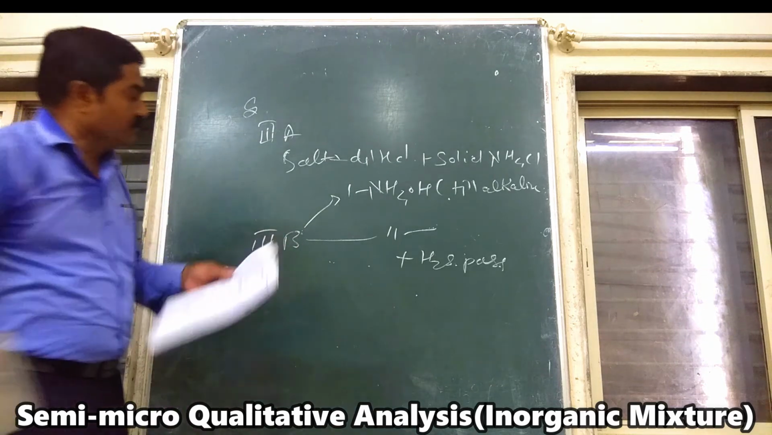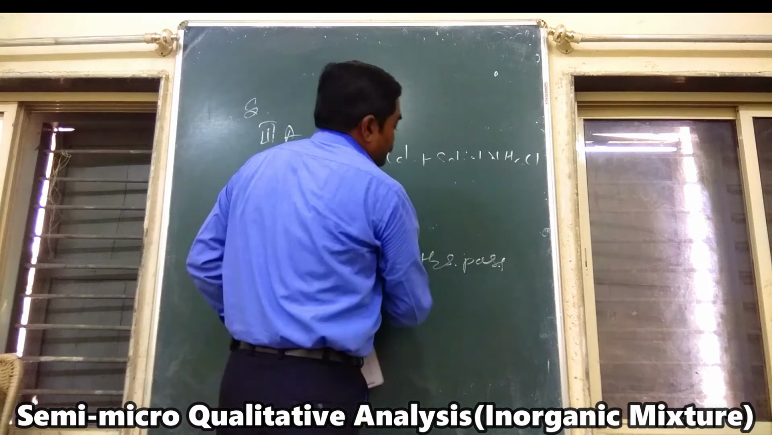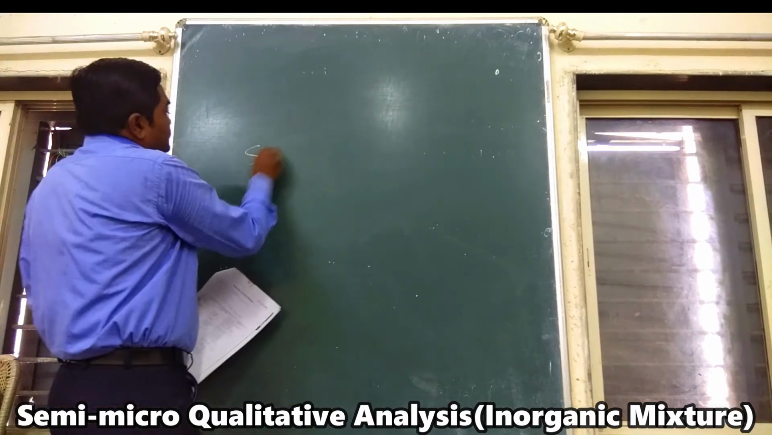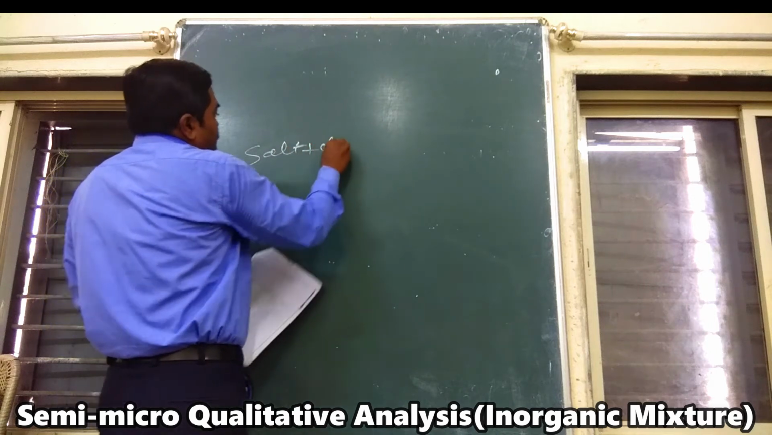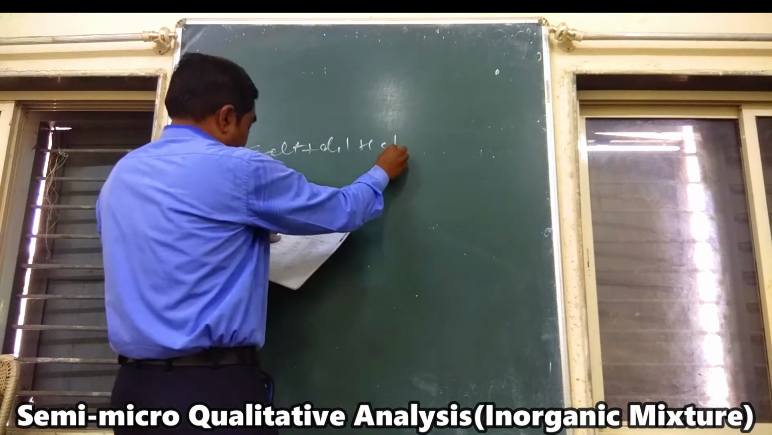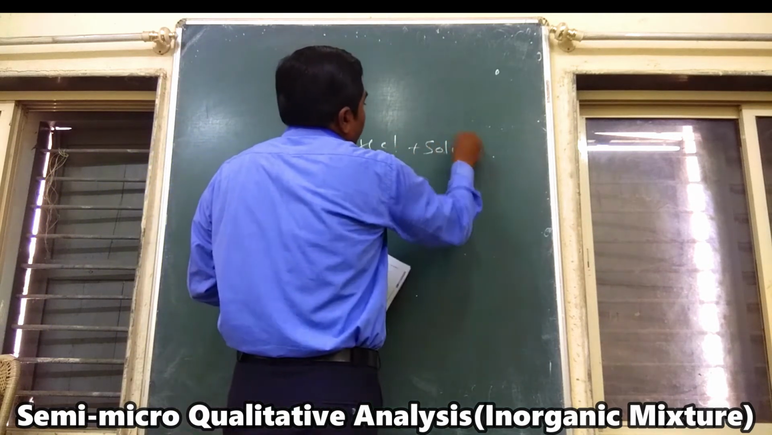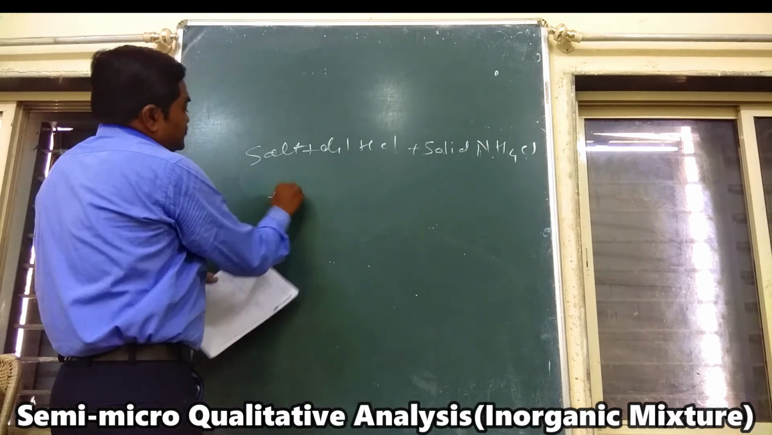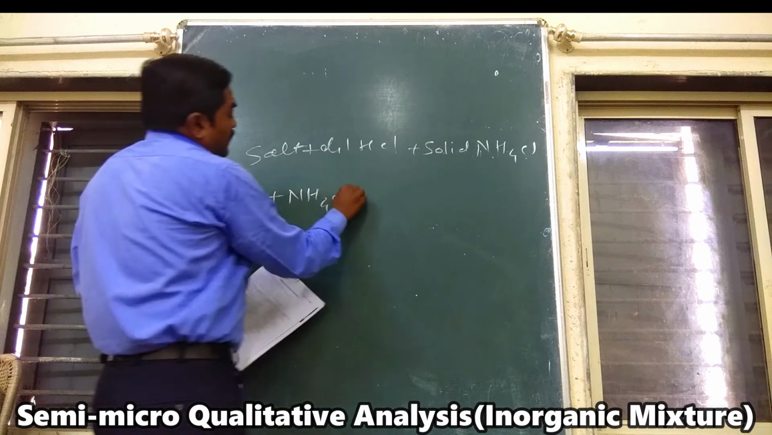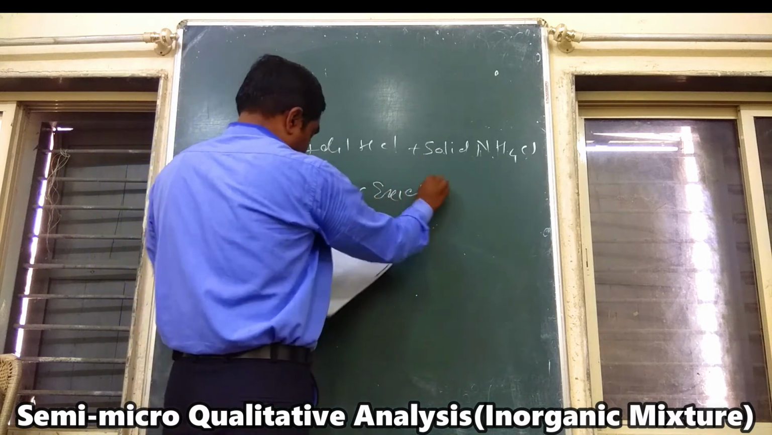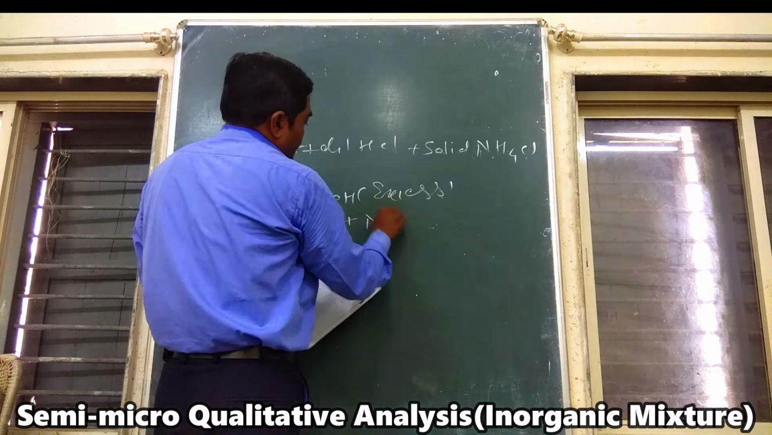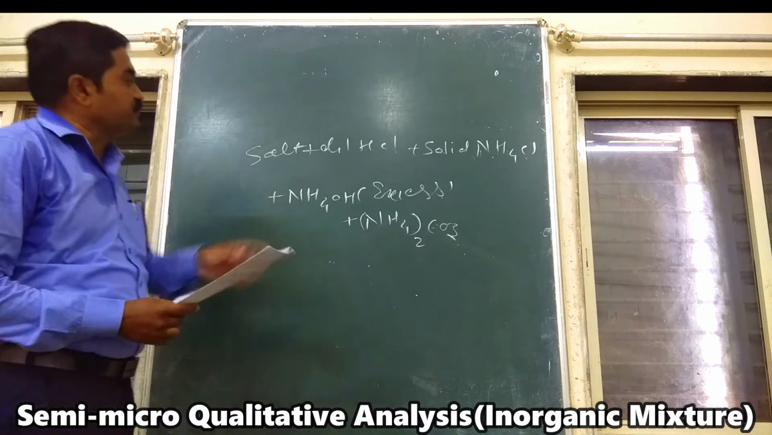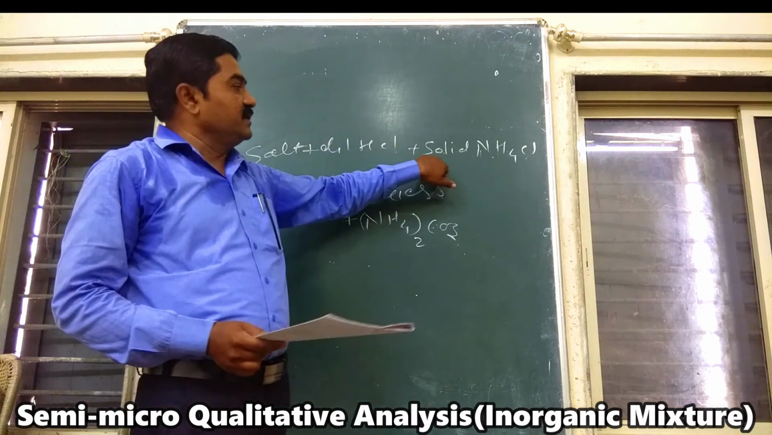Then the fourth group. So how should this fourth group proceed in the inorganic mixture? Again salt plus dilute HCl plus solid NH4Cl plus NH4OH, again excess, plus ammonium carbonate. So here in the fourth group, salt plus dilute HCl plus solid ammonium chloride.